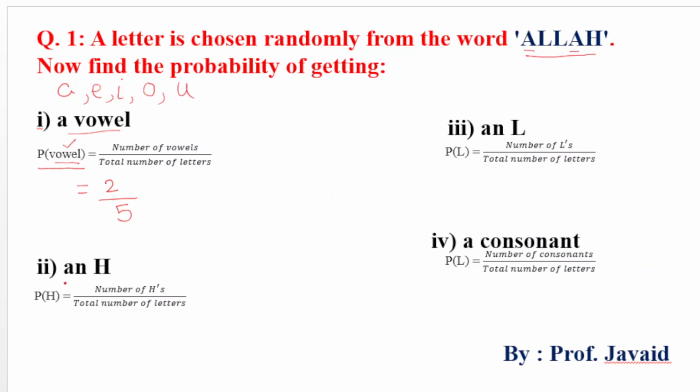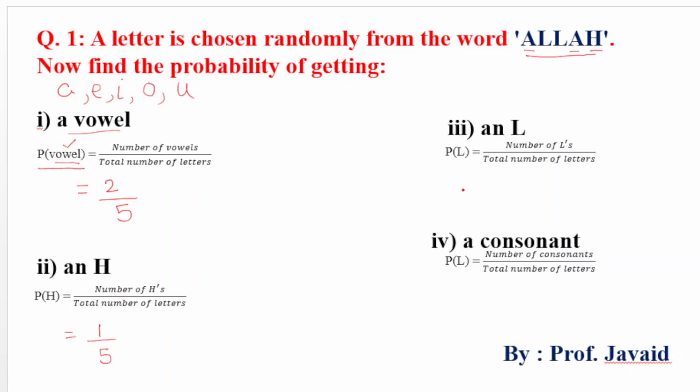Let's move next. The probability of H. So number of H, and total number of letters. We have to see how many H there are. When we see the letters, there is only one. So the number of H is one. The formula is already there: probability of H, and the total number of letters is five. That will be the answer. I advise you that in the exam you must write the formula.